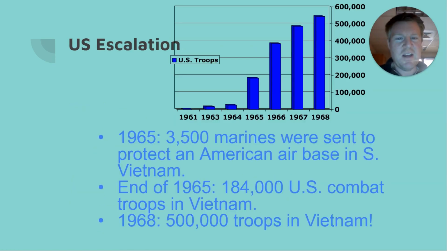In 1965, 3,500 Marines were sent to protect the U.S. air base in South Vietnam at the beginning of 65. By the end of 65, 184,000 U.S. troops are sent to Vietnam. So in 1 year, 180,000 additional troops are sent. By 1968, 500,000 troops are in Vietnam.